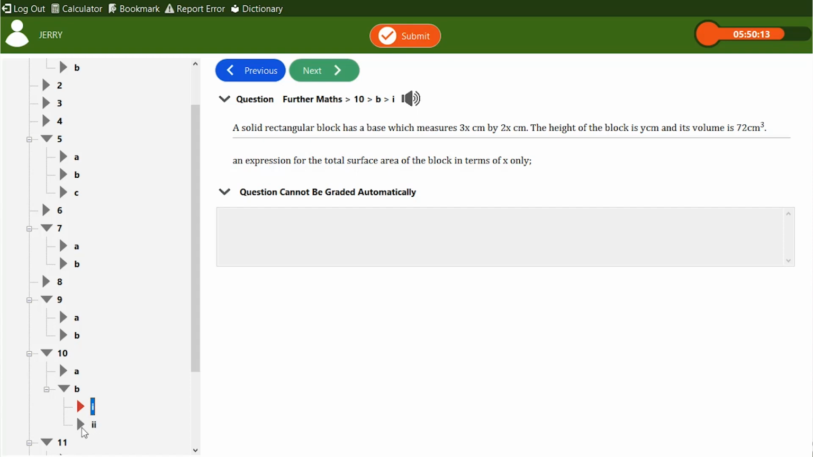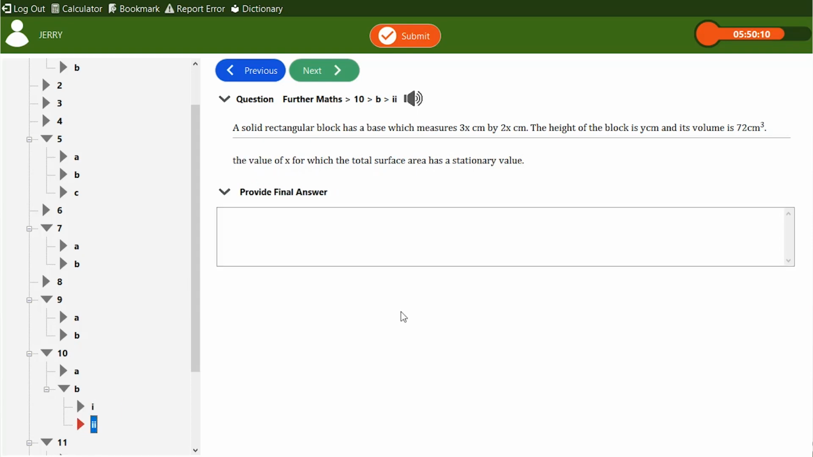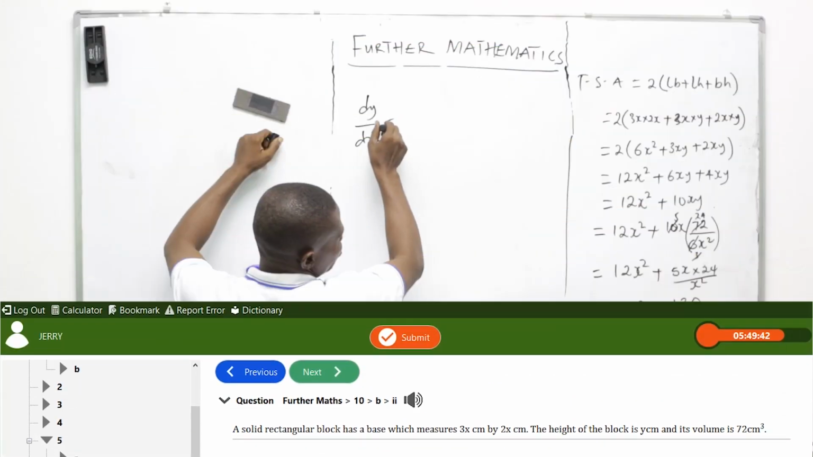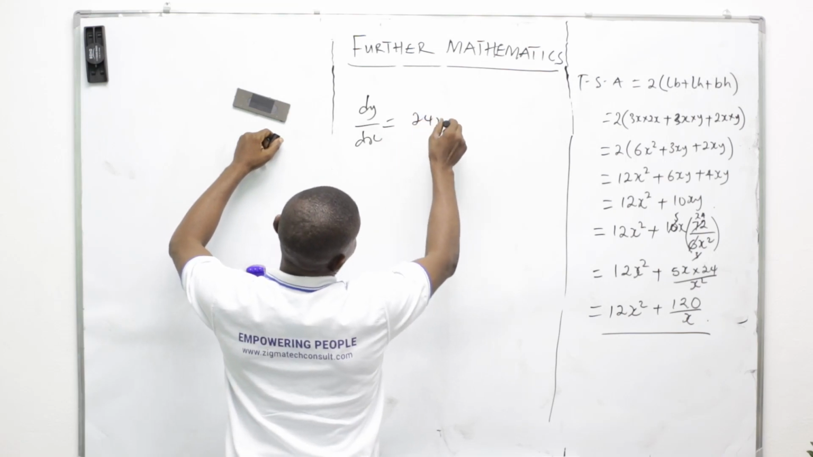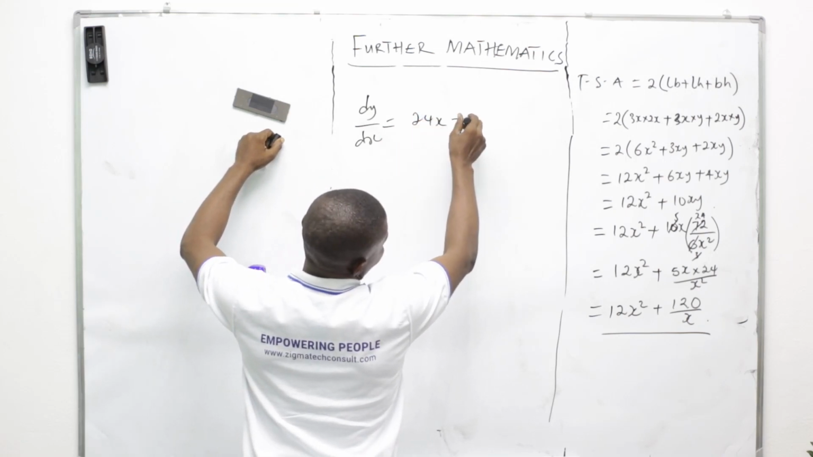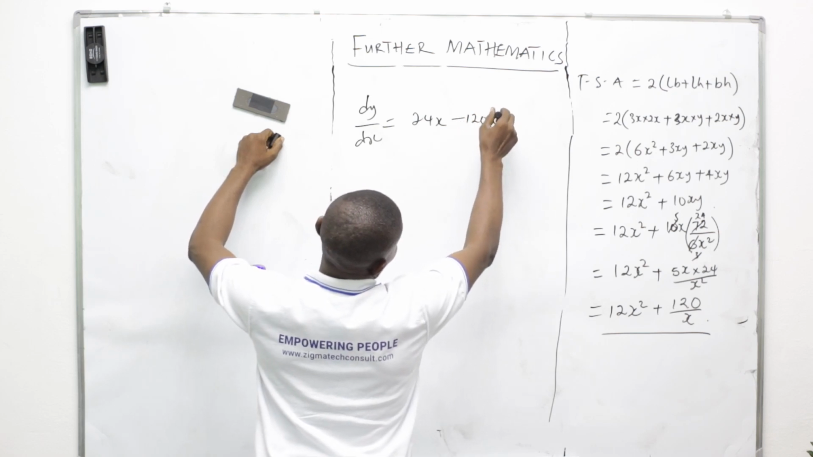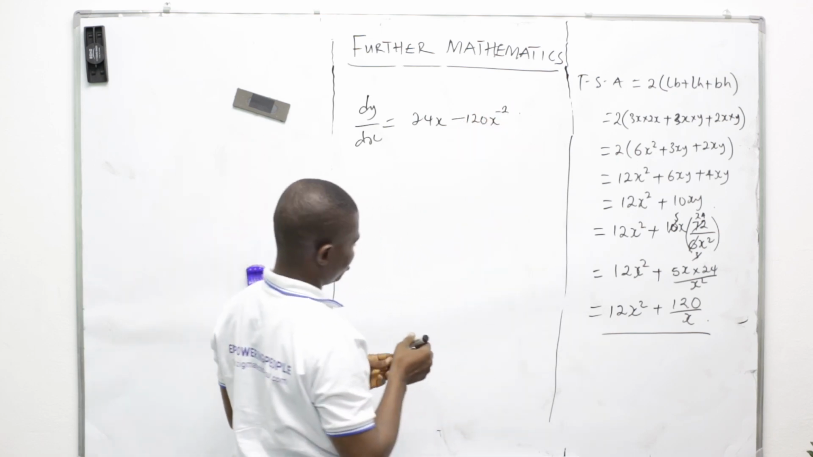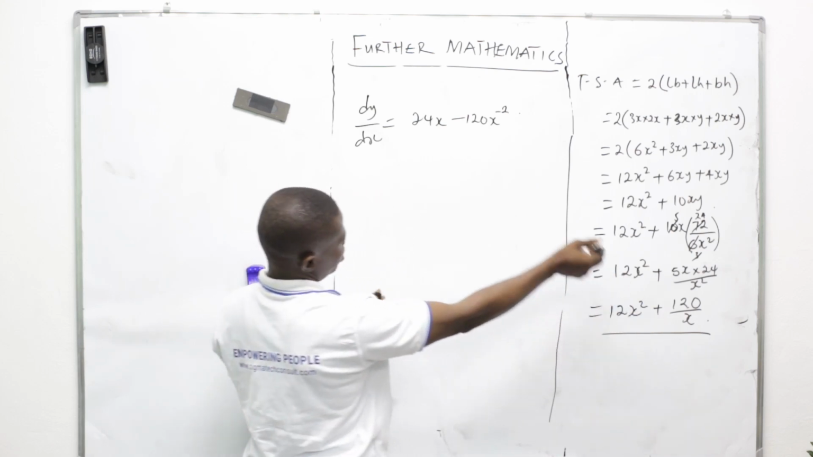Now the value of x for which the total surface area has a stationary value. This is differentiation. When I talk about stationary value, that is stationary point. That is dy dx. Okay, let's go back to it. We are talking about dy dx, equals 24x minus 120x squared. Look at what I did.